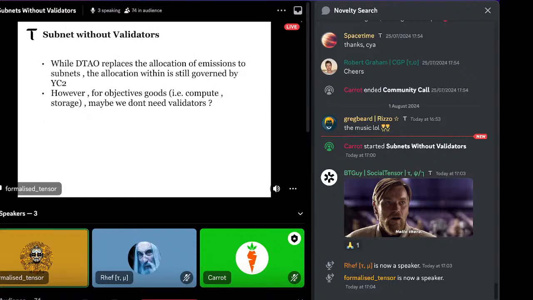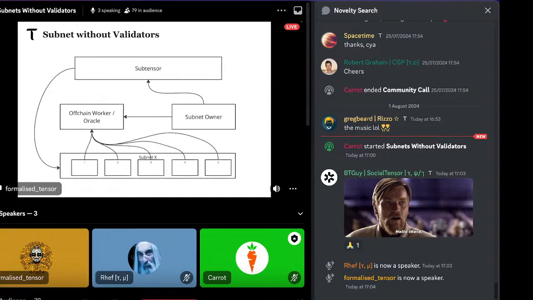Okay, so this is where we think of a model: subnets without validators. DTAL will replace the allocation to subnets, but not the allocation within it. So what does a subnet without validators look like, and how would it fit into the current system? Apologies, this is a terrible diagram, but I didn't have that much time.